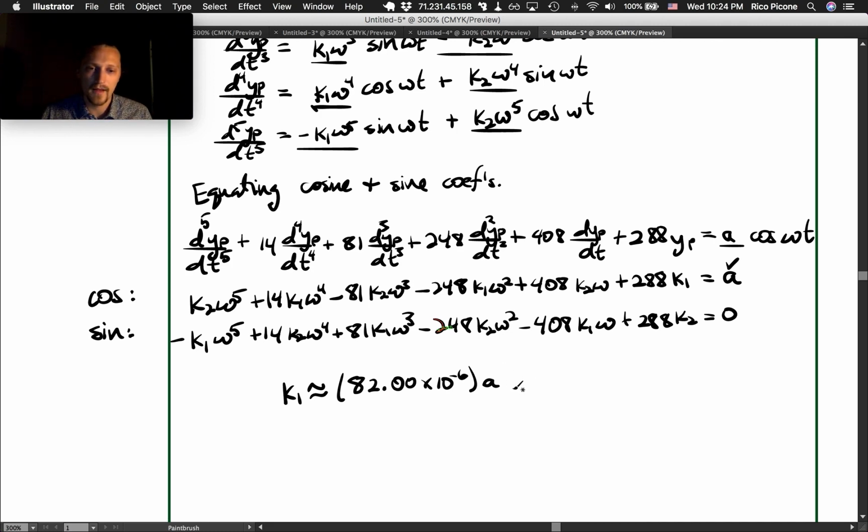So that's K1. K2 is similar. It is negative 159.4 times 10 to the negative 6 A. Cool.